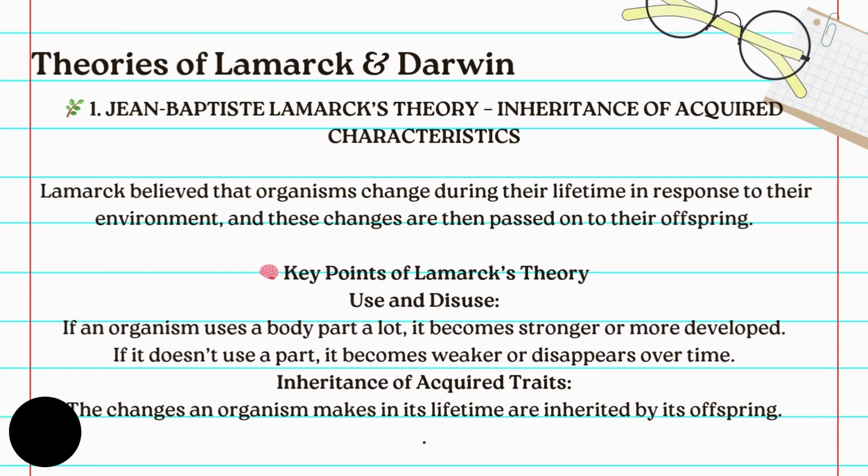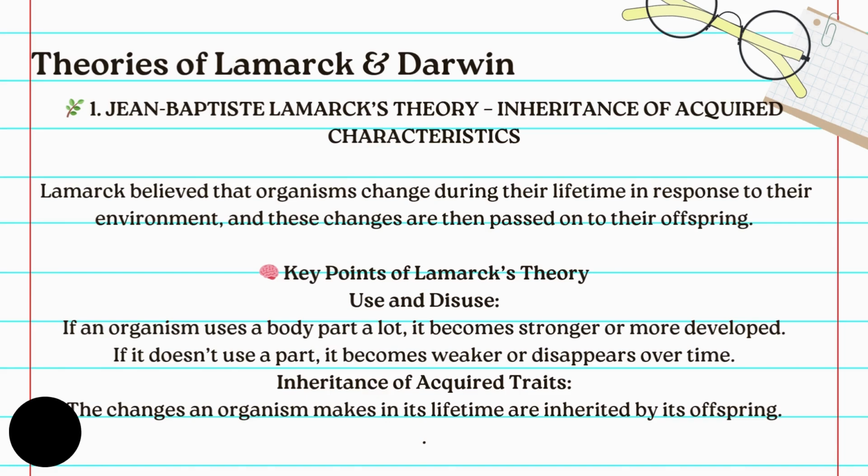So let's start with Lamarck's theory. Lamarck's theory is inheritance of acquired characteristics. Lamarck believed that an organism can change during its lifetime in response to the environment, and then it can pass these changes to its offspring. For example, the first key point of his theory is use and disuse.